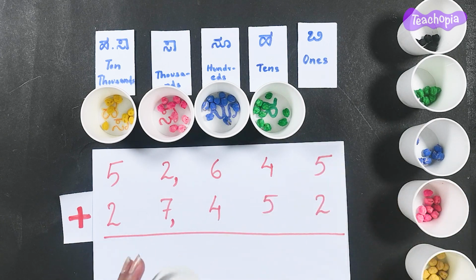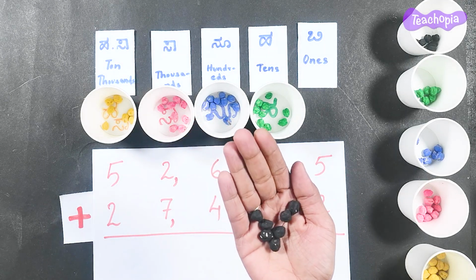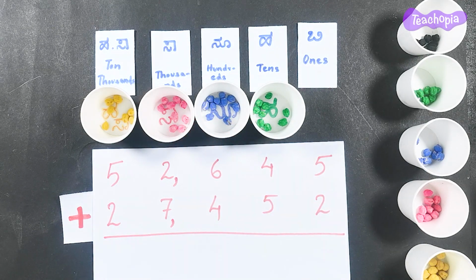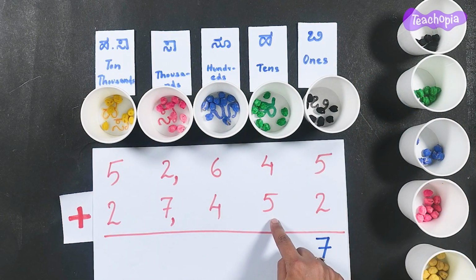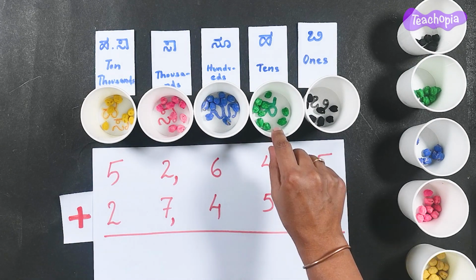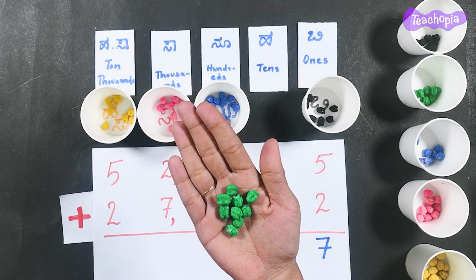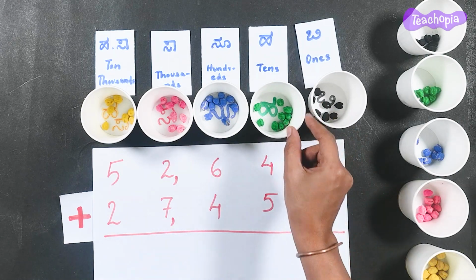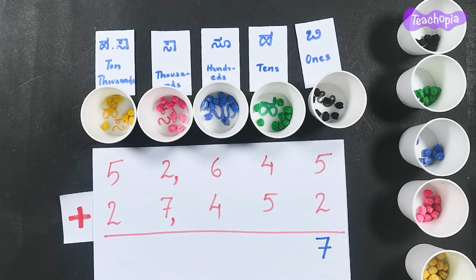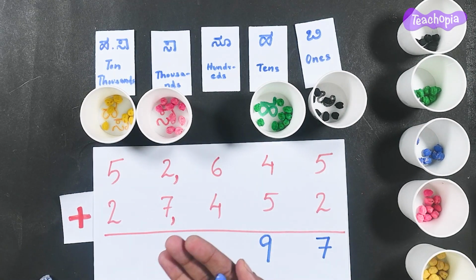We can see that there are 7 black colored grains. So, the digit in the units place of the sum is 7. We write 7 in the units place. To know the sum of 4 and 5 in the tens place, we must see the number of grains in the cup representing the tens place. We can see that there are 9 green colored grains. So, the digit in the tens place of the sum is 9 and we write 9 in the tens place of the sum. Let us see the number of grains in the cup at the hundreds place.